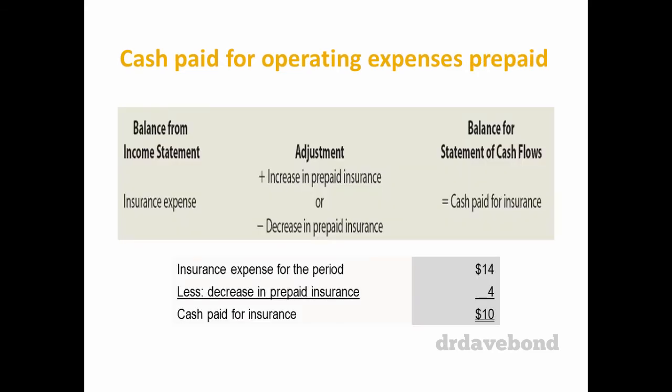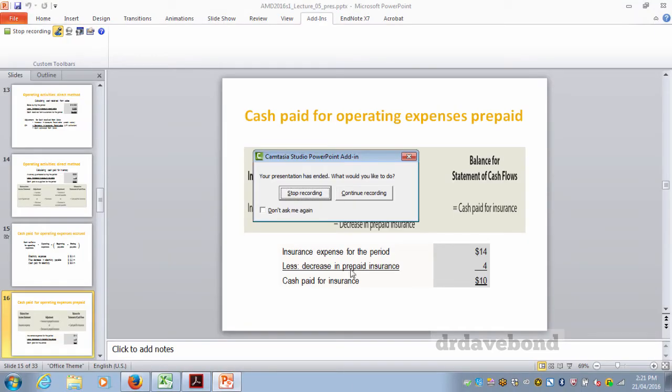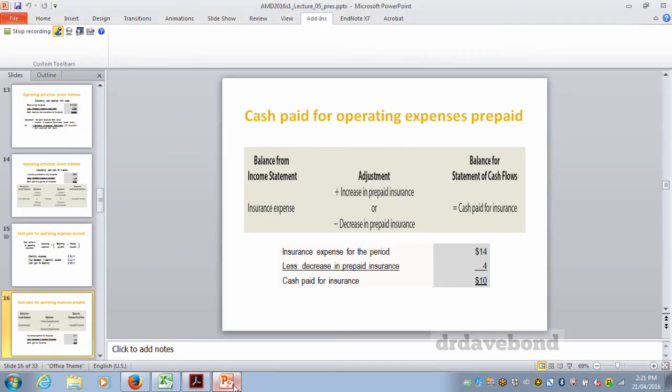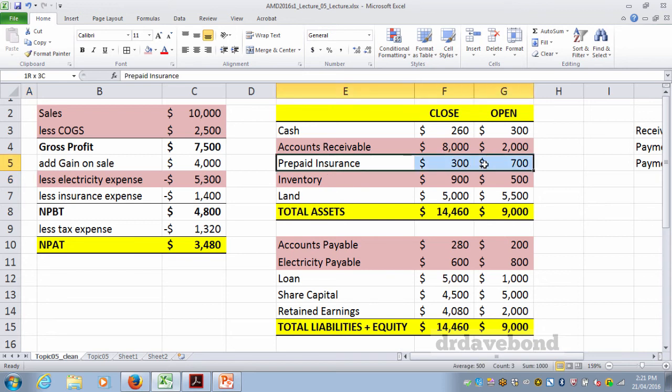Insurance expense plus or minus a change in the prepaid insurance equals cash paid for insurance. So insurance less the decrease in prepaid insurance gives you cash paid for insurance. And again, there's a formula for it if you want to remember it, but it's so much easier, way easier. I know I'm going to just keep beating this drum. Prepaid insurance has gone from 700 to 300.